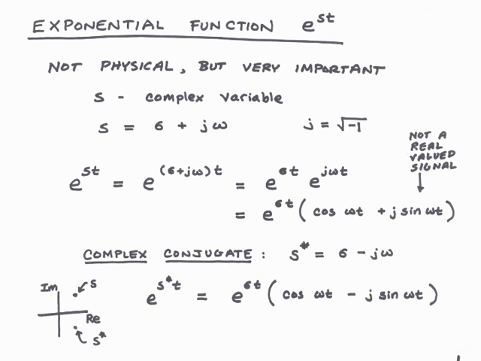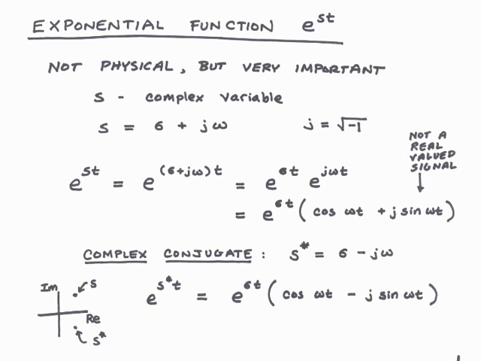And from Euler's equation, we know that e to the j omega t is cosine omega t plus j sine omega t. So e to the st is e to the sigma t times the quantity cosine omega t plus j sine omega t. We note the fact that j sine omega t is not a real valued signal. However, e to the sigma t and cosine omega t are real valued.